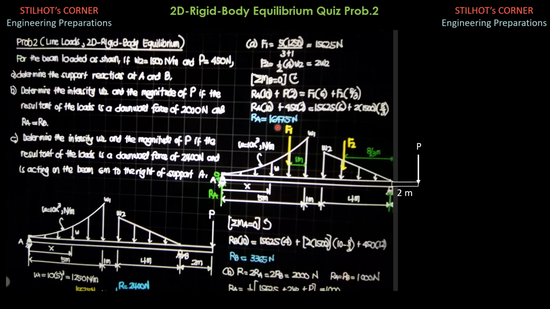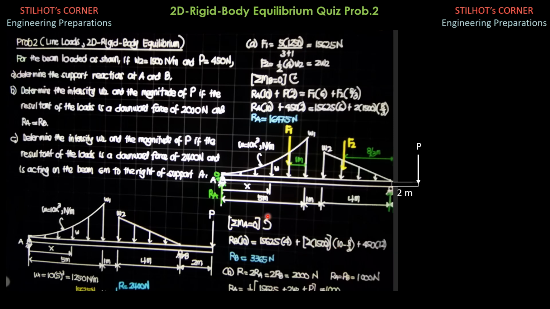Likewise, summation of moments about A equals 0, counterclockwise positive. So counterclockwise moments equal clockwise moments. So RB times 10 equals F1 1562.5 newtons times 4 plus F2, which is 2W2, 2 times 1,500, moment arm is quantity 10 minus 8/3, then plus P, which is 450 newtons times 12 meters. Solving for RB, it is 3365 newtons. And if you want to check, RA plus RB minus F1 minus F2 minus P should be equal to 0. And it is already checked.